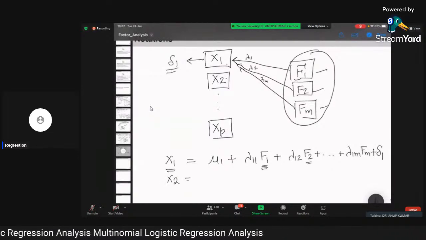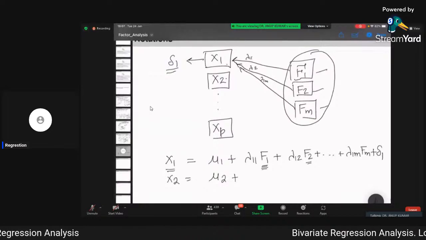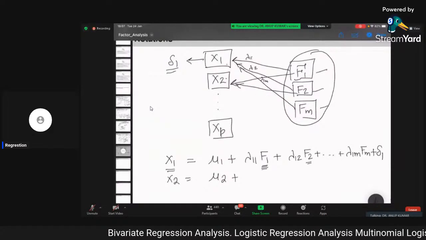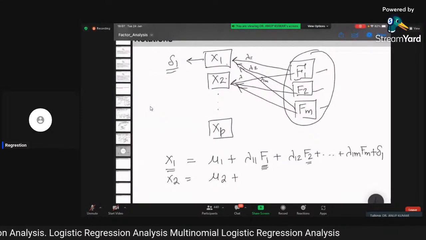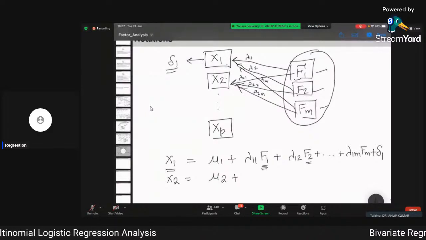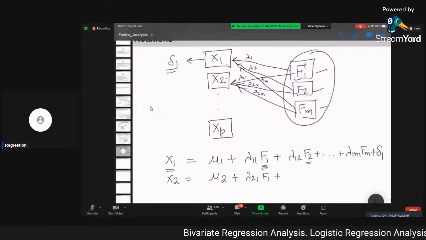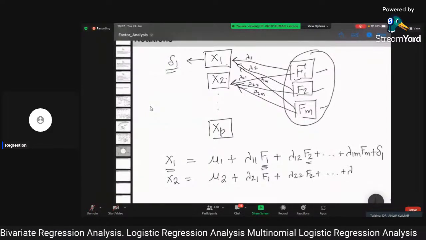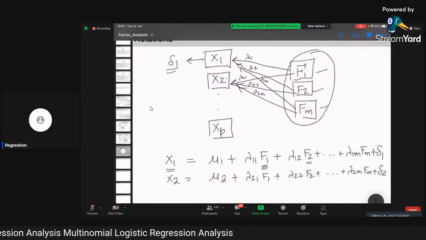Similarly, for x2, we can write mu2 plus, now how much f1 is contributing to x2, how much f2 is contributing to x2, and how much fm, the mth unobservable, is contributing. It is represented by lambda 21, lambda 22, and lambda 2m. So it is lambda 21 f1 plus lambda 22 f2 plus lambda 2m fm plus the error term delta 2.